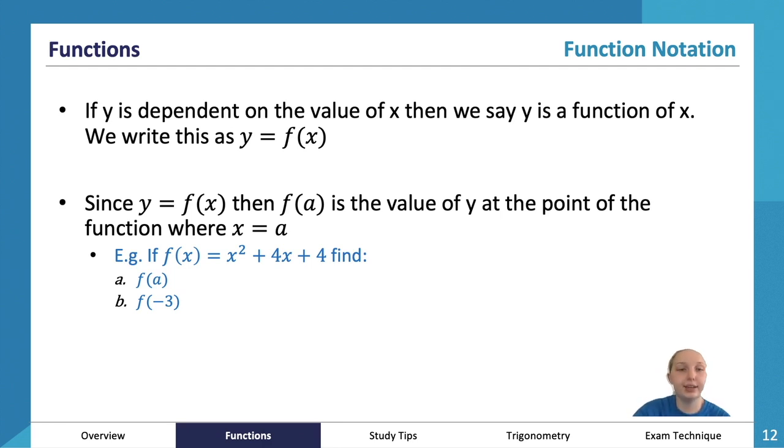So since y is equal to f of x, then f of a is the value of y at the point of the function where your x is equal to a. Okay, so whatever is in these brackets when we're looking at a function, that is what you're substituting into the equation in place of whatever pronumeral is in your function.